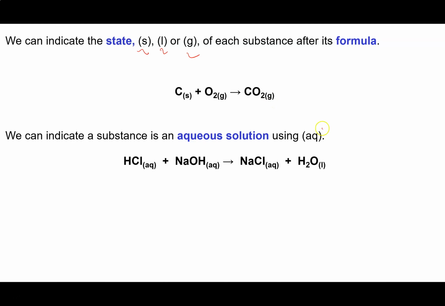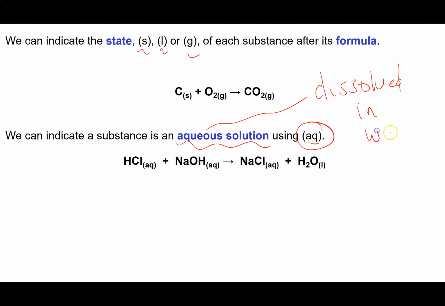Another common symbol that we'll see that indicates the physical form of a substance is to write aq in parentheses following its formula, and that indicates that the substance is dissolved in water, that it is an aqueous solution. An aqueous solution just means that it is dissolved in water. Aqua is the Latin root for water. So this is saying that a solution of hydrochloric acid is combined with a solution of aqueous sodium hydroxide to give a solution of sodium chloride and water.